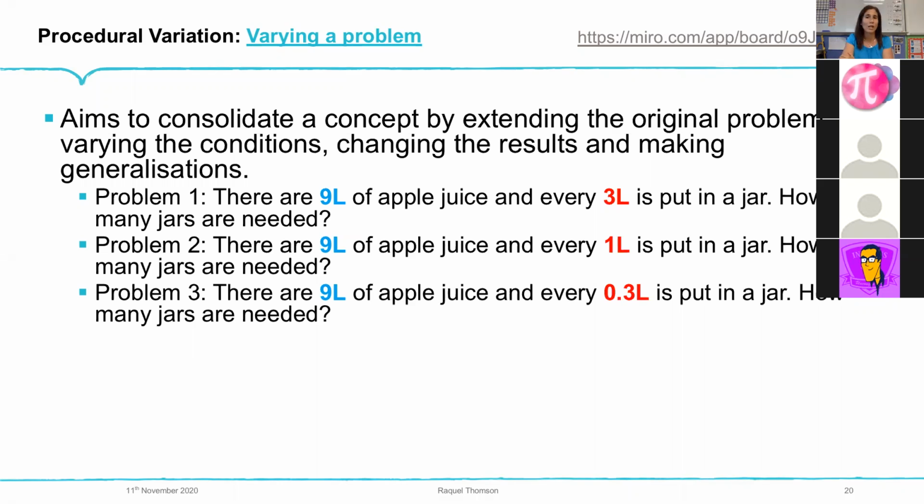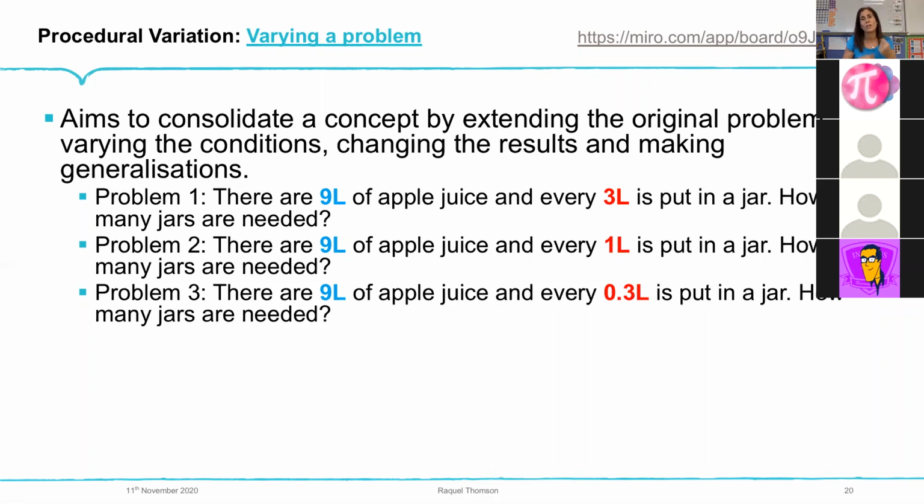And then we throw in a decimal there. Okay, well, we have 9 liters, and then every 0.3 liters, which is 300 milliliters, is put in a jar. How many jars are needed? Now, this time is a bit tricky because how are they going to work out what maths are they going to do? How are they going to work out how many jars are needed? Are they going to say that it's 3? Well, it can't be 3 jars because you needed 3 jars for the 3 liters. Are they going to say it's 0.3 jars? Or are they going to say it's 30 jars? How are they going to explain?